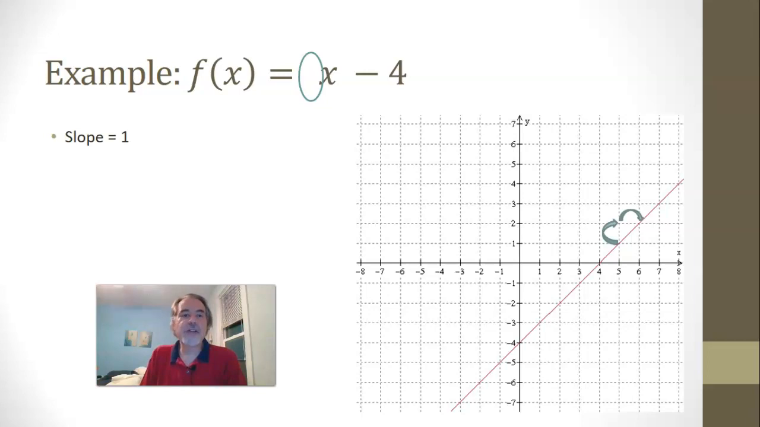And the y-intercept is -4. It says x minus 4, but if you want to think of that as x plus something, that something would be the number -4. So that tells us that where the line crosses the y-axis is down here at -4, at the point 0, -4.